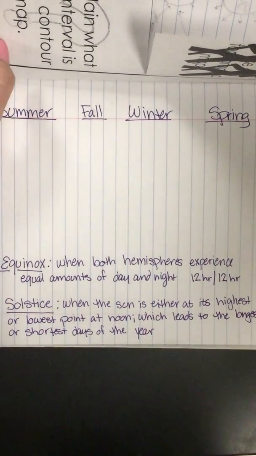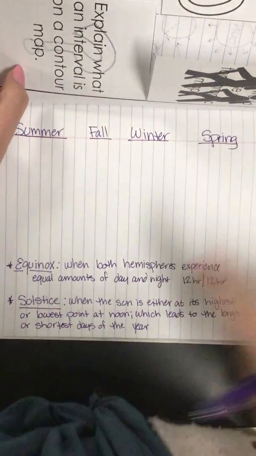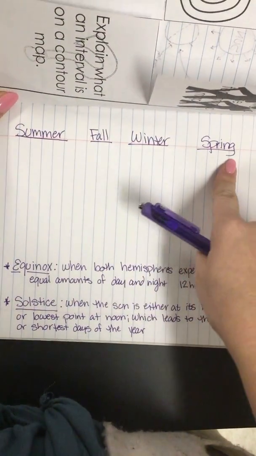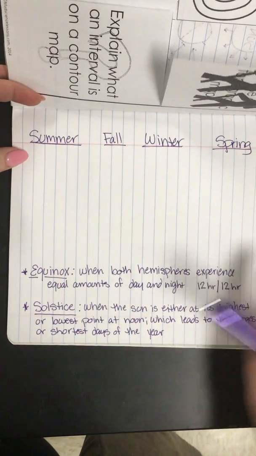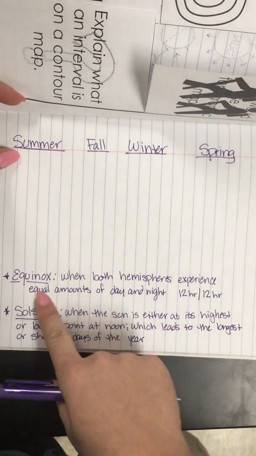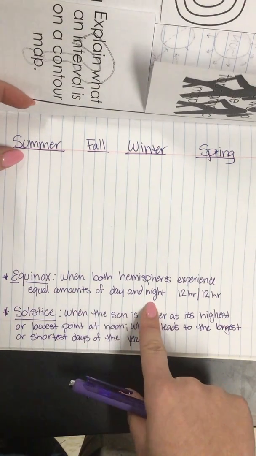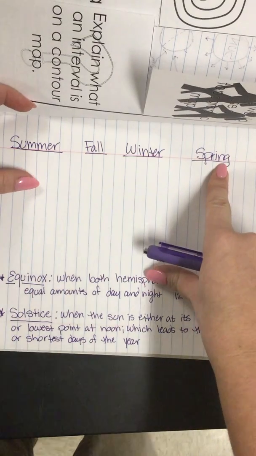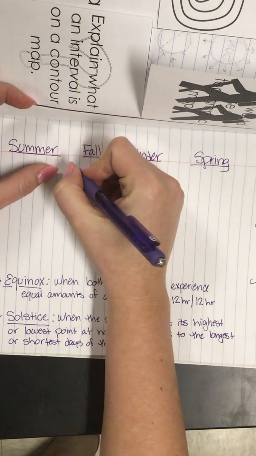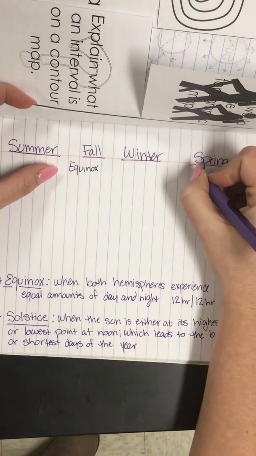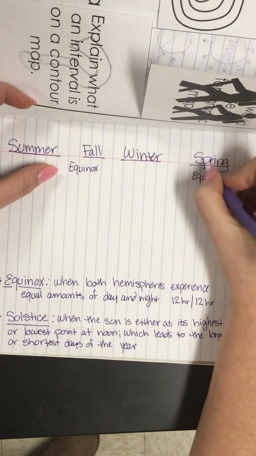So when do we have an equinox and when do we have a solstice? We're going to pop back up to our seasons: summer, fall, winter, and spring. So the equinox, whenever you have equal amounts of day and equal amounts of night, those are going to happen in the fall and in the spring. So we have a fall equinox and we have a spring equinox.